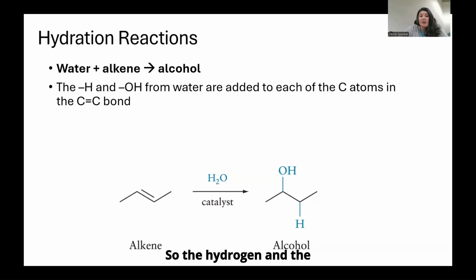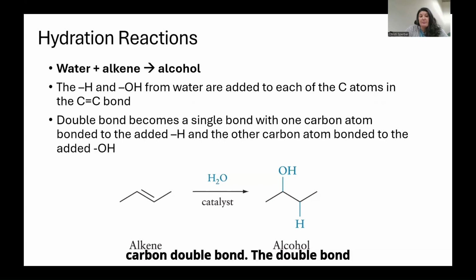So the hydrogen and the hydroxyl group from water are added to each of the carbon atoms in the carbon-carbon double bond. The double bond becomes a single bond with one carbon atom bonded to the hydrogen and the other carbon atom bonded to the OH. So you can see in this example, we can draw water as hydrogen bonded to a hydroxyl group. A hydroxyl group is bonded to one of the carbons that had the double bond, and hydrogen is bonded to the other carbon that had the double bond.